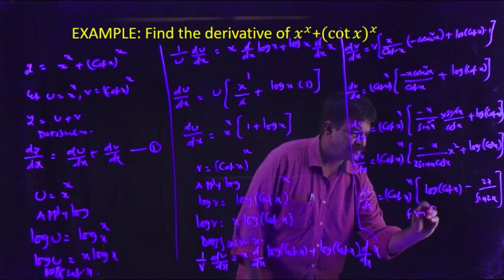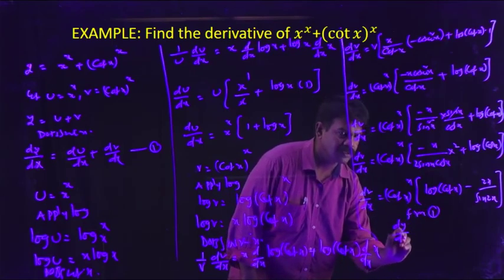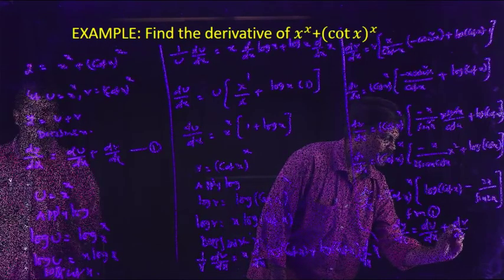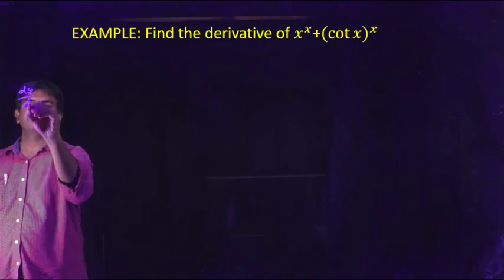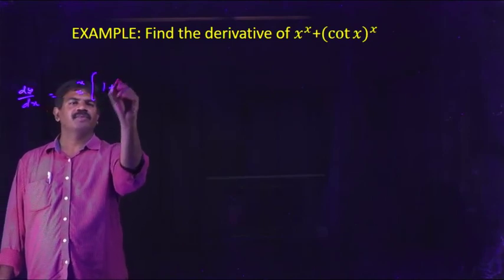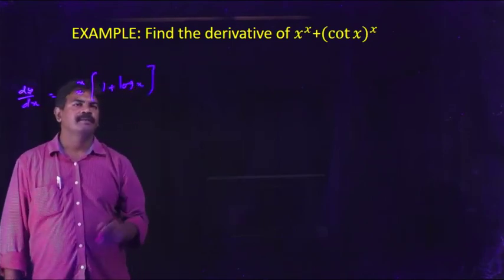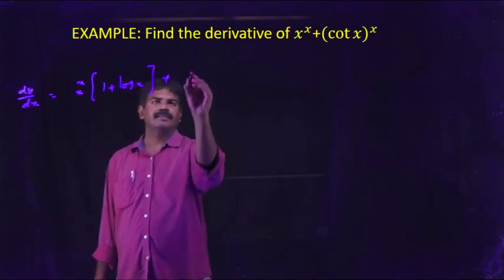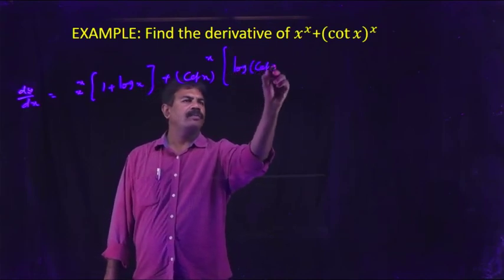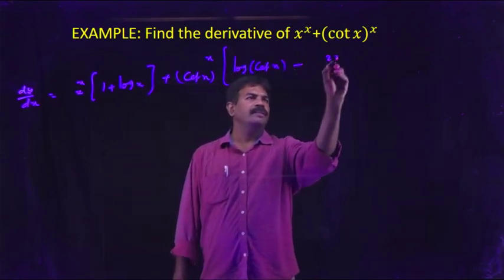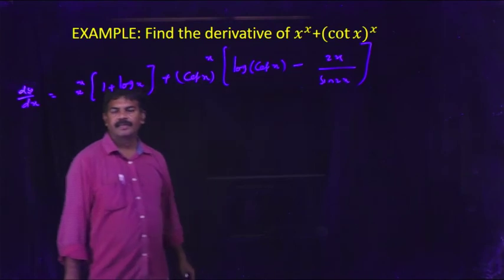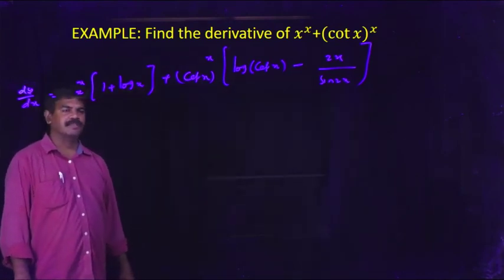From 1, dy by dx is equal to du by dx plus dv by dx. That is dy by dx is equal to du by dx, that is x power x into 1 plus log x, plus dv by dx, that is cot x power x into log of cot x minus 2x by sin 2x. So this is the derivative of the given function, that is x power x plus cot x power x.